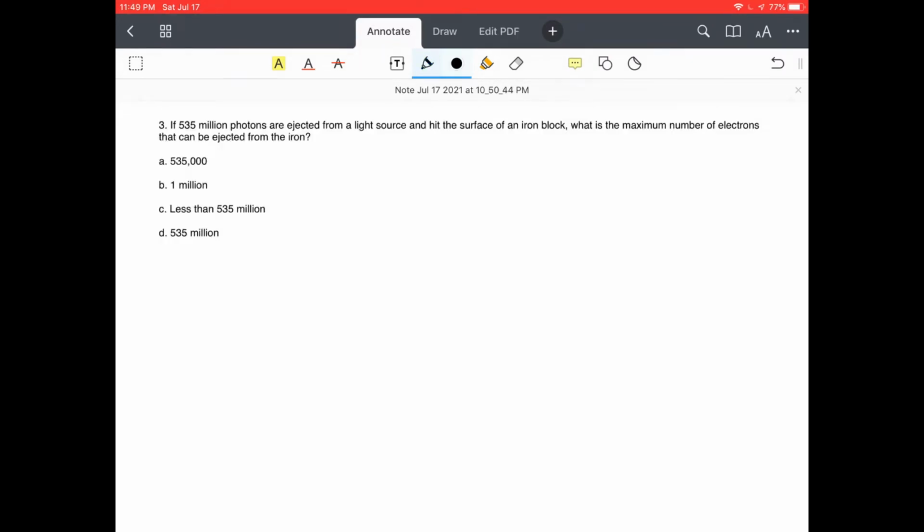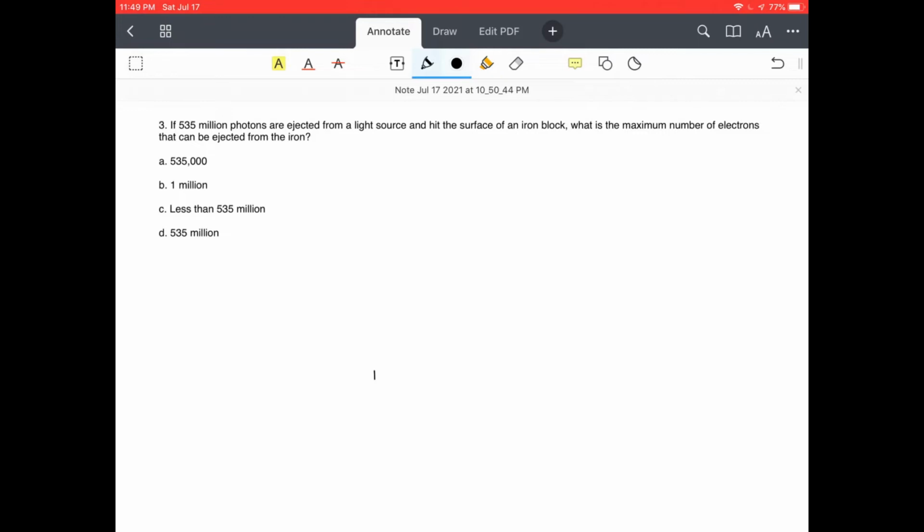So our third question is, if 535 million photons are ejected from a light source and hit the surface of an iron block, what is the maximum number of electrons that can be ejected from the iron? Okay, so this question is essentially a photoelectric effect. So let's do a quick summary of what the experiment was.